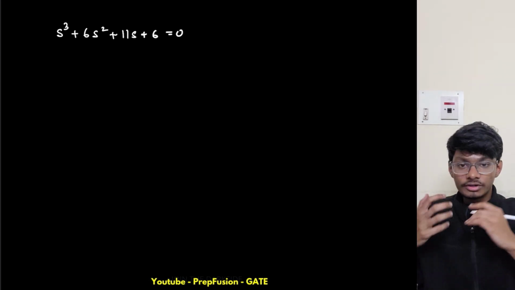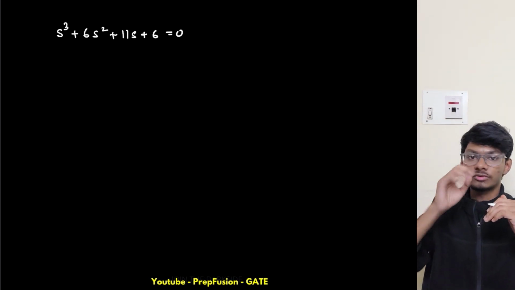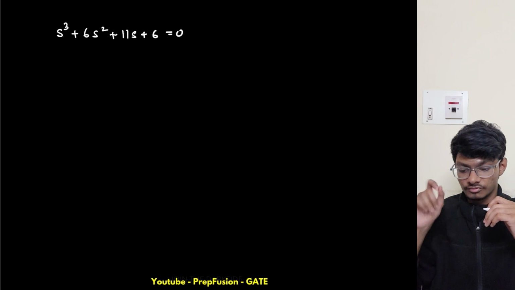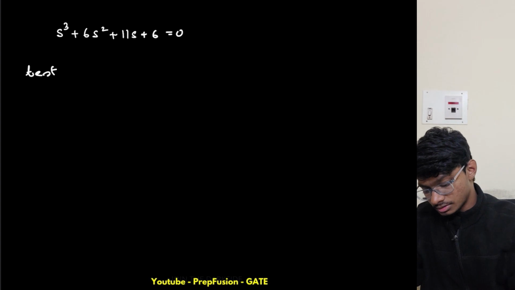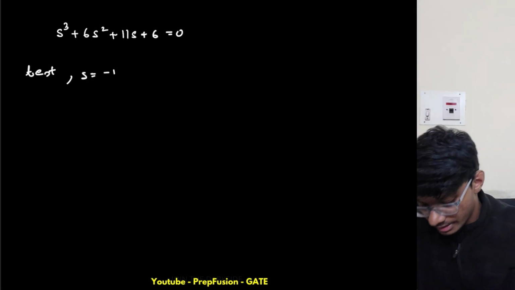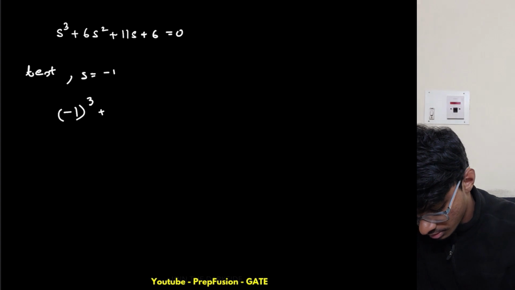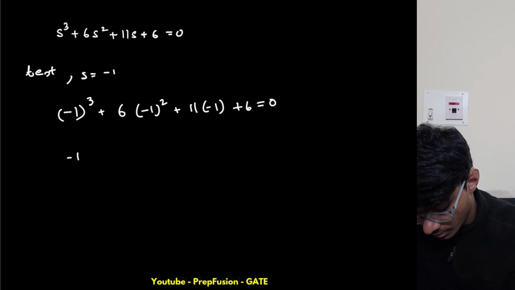So here, first what you do, you test, right? Whenever you get a cubic, what you used to do in class 11th or 12th, you test with -1 or 2, -2, something like that, 1, -1, -2. So here if I test s equals to -1, what do I get? I get -1 whole cube plus 6 into -1 whole square plus 11 into -1 plus 6 equals to 0. Okay, this is -1 plus 6, -11 plus 6 equals to 0.